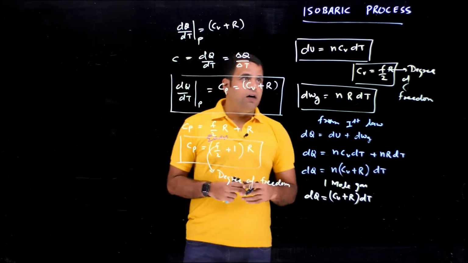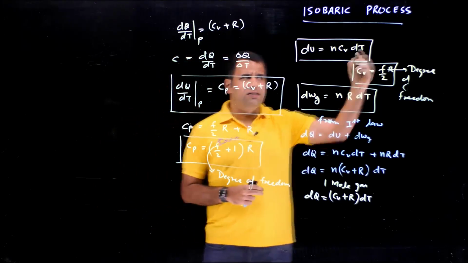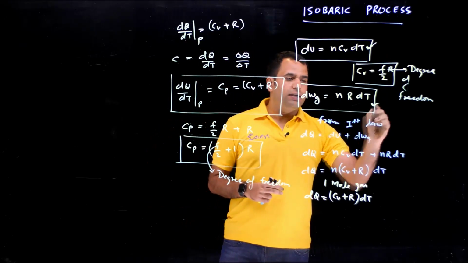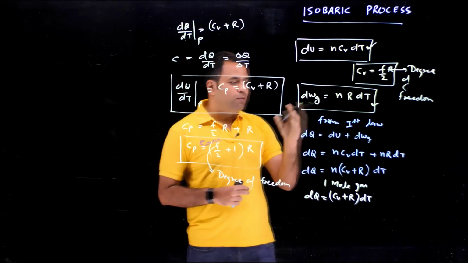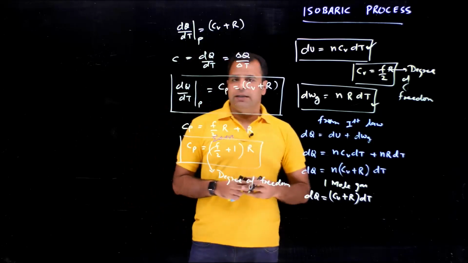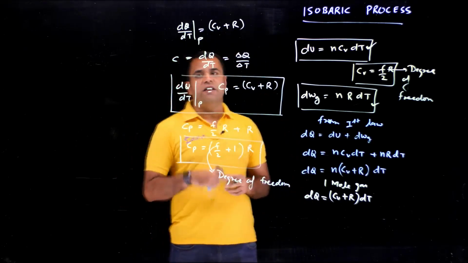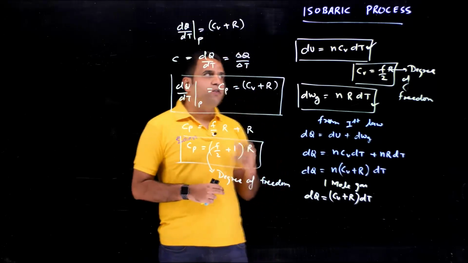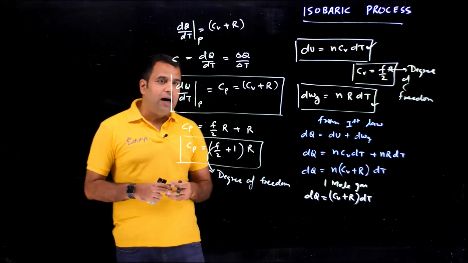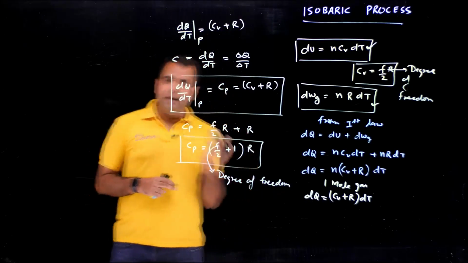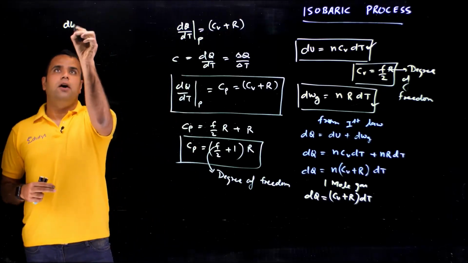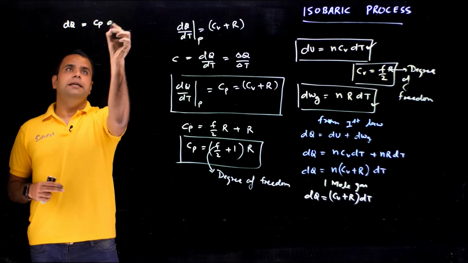So we have calculated the internal energy, which is the same for every process involved. We have calculated the work done by the gas for isobaric process, and from there we applied the first law of thermodynamics, and using that we calculated Q as a function of temperature. From there we defined the molar heat capacity for isobaric process, and that value came out to be (F by 2 plus 1) times R. Now if we know Cp, we can directly calculate dQ, because we can also write this formula as Cp dT.